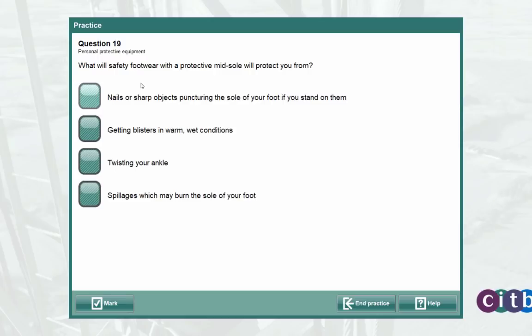What will safety footwear with a protective midsole protect you from? Nails or sharp objects puncturing the sole of your foot if you stand on them. Getting blisters in warm, wet conditions. Twisting your ankle. Spillages which may burn the sole of your foot.